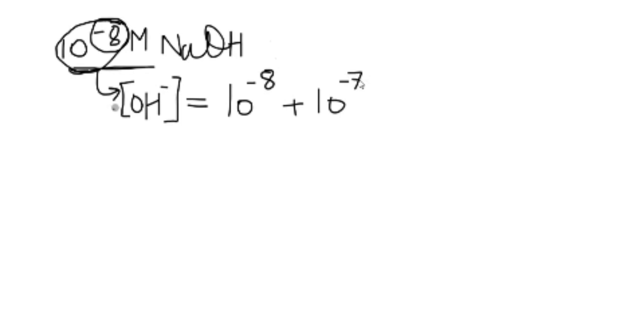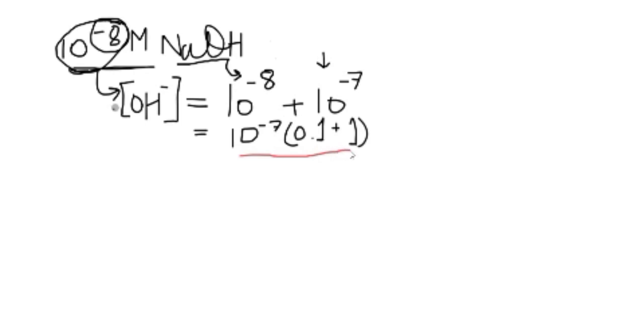So the total concentration of OH minus becomes 10 to the power minus 8, which comes from this NaOH solution, because if we dissociate this, we will get Na plus and OH minus. So this is from where 10 to the power minus 8 comes, and 10 to the power minus 7 comes from water, which has a neutral pH. So the total concentration of OH minus becomes 10 to the power minus 7 if you take common. So now the total concentration of OH minus ions becomes 10 to the power minus 7 into 0.1 plus 1.